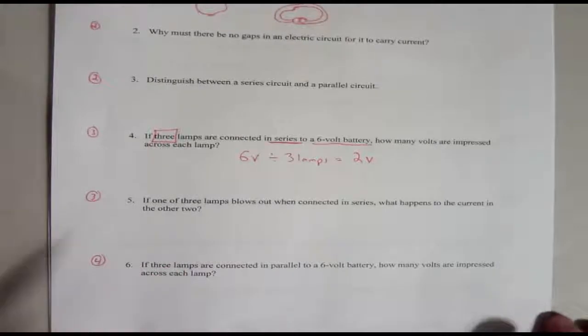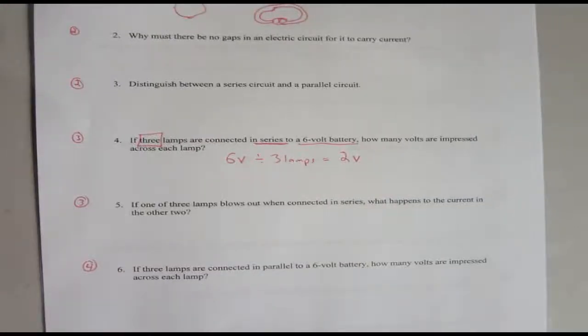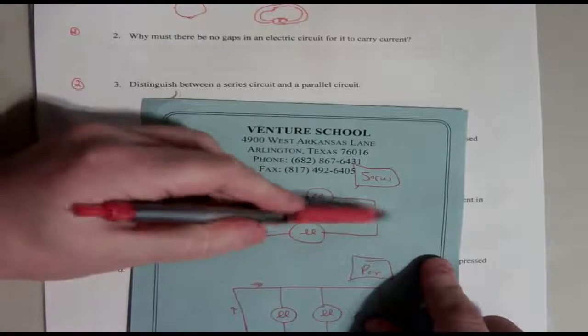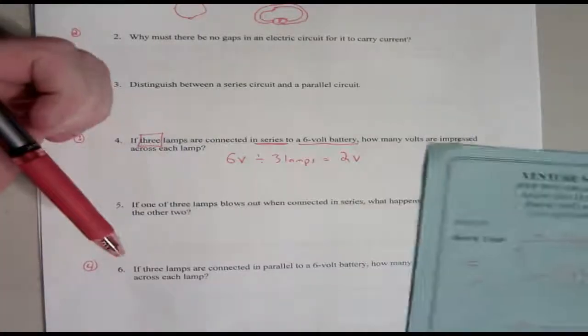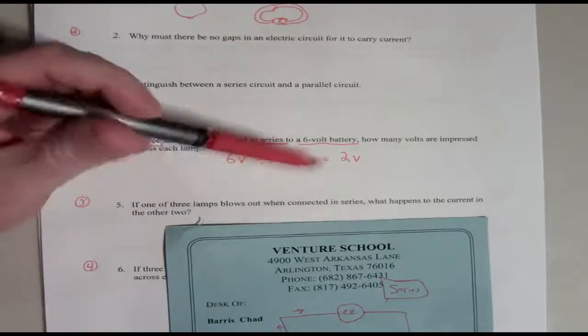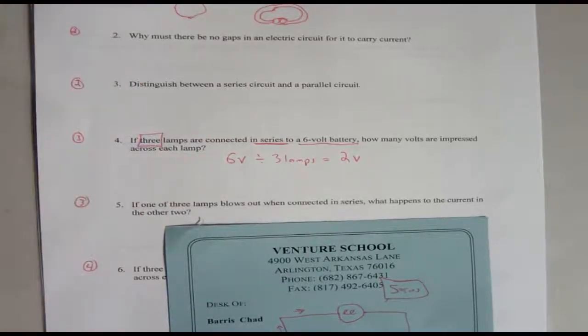Okay, number 5. We kind of talked about this earlier, so let's see if you remember it. If one of the 3 lamps blows out when connected in series, which means one after another, right? So this is our series with 2 lamps, so just imagine another lamp right here, okay? So if one of the 3 lamps blows out when connected in a series, what happens to the current in the other 2?